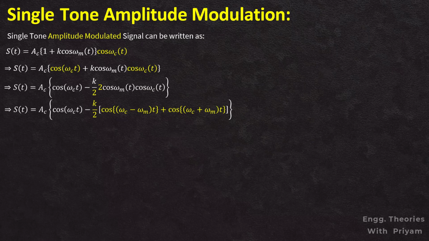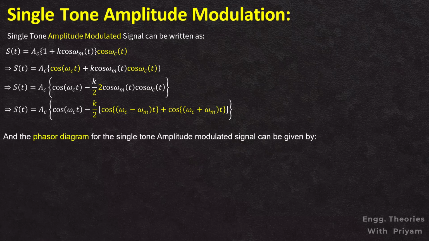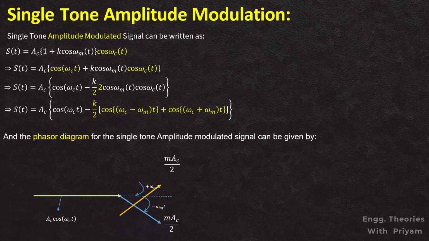the single-tone amplitude modulated signal. In the phasor diagram, the carrier phasor Ac cos omega ct is represented by a vector aligned along the real axis or horizontal axis. The upper sideband and the lower sideband are positioned such that they lead and lag the carrier phasor by an angle of omega m respectively. Both sideband phasors have an amplitude of m into Ac divided by 2.